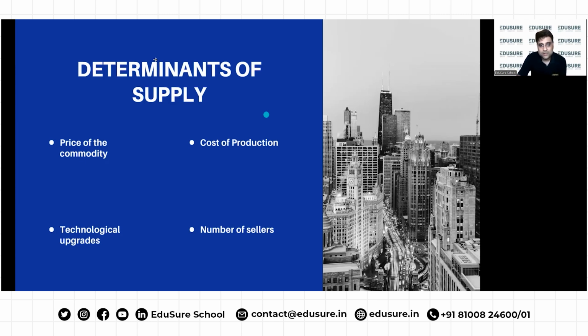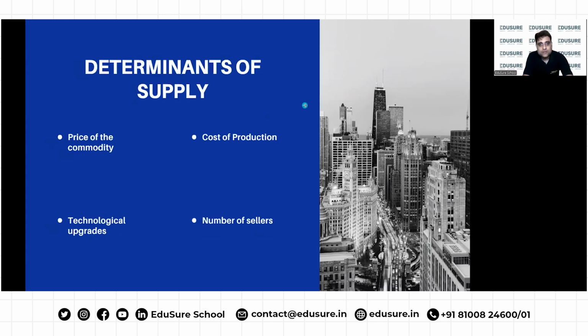Cost of production. If the cost of producing a good rises, the supply may decrease because it becomes less profitable for the producers to sell at the same price. Third factor, technological advancements. Improvements in technology make the production more efficient, leading to an increase in supply. Fourth, last but not the least, the number of sellers. The more the number of sellers in a market increases, the greater is the total supply in the market. So these are the components which affect the supply.